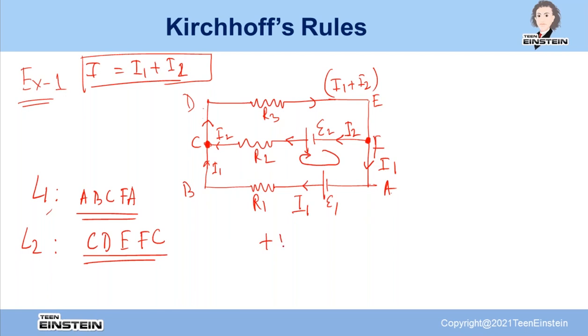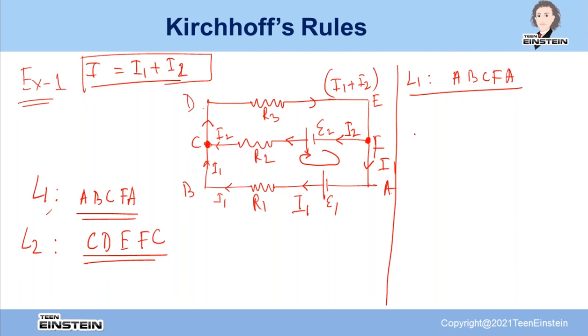I'll write for that. So I'm going from A to B. I have a resistor R1 and the current through this is I1. I have already taken I1 as the current flowing in this branch. So I'll write I1 into R1. Then I'm going from B to C, so there is no resistance, so there is no voltage drop over here. Then I go from C to F. When I go from C to F, what is the resistor I have? R2. And the current flowing through this is I2.